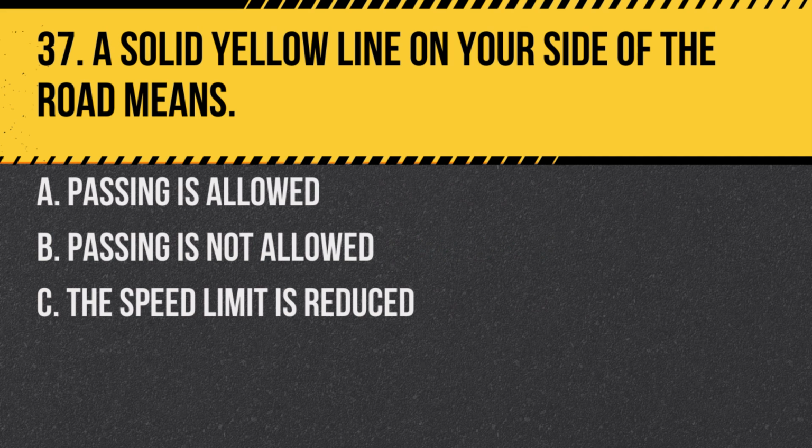Question 37. A solid yellow line on your side of the road means: A. Passing is allowed. B. Passing is not allowed. C. The speed limit is reduced. Answer: B. Passing is not allowed. A solid yellow line indicates that it's not safe to pass.